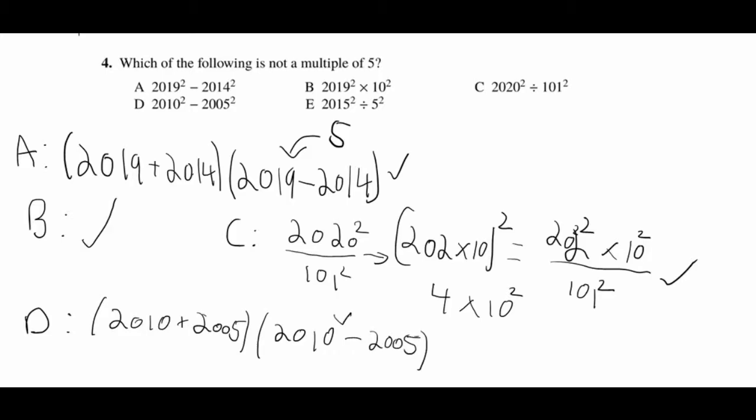And since the second bracket is equal to 5 again, D must be a multiple of 5 also. And so by the process of elimination, we know that the answer must be E.